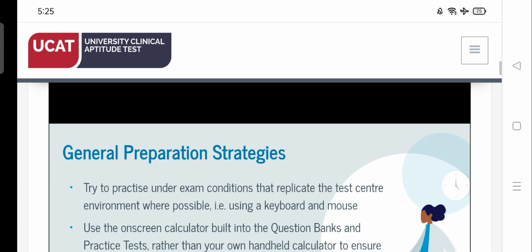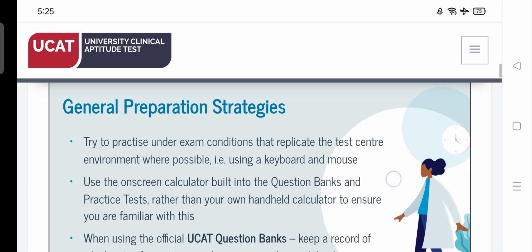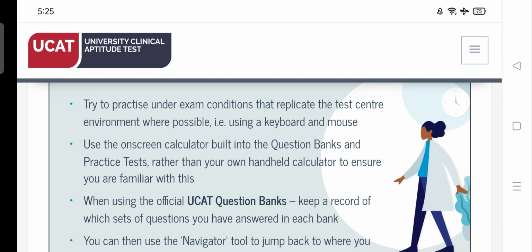Next, we have: try to practice under exam conditions that replicate the test center environment where possible. That is, using a keyboard and mouse. Okay, now you wanted to practice under exam conditions, so how are you going to do it? You can replicate the test environment by using a keyboard and mouse with which you are comfortable.